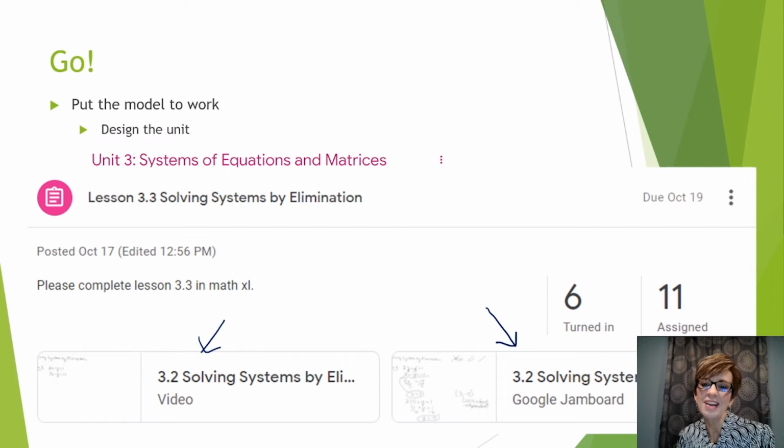You can't really pay attention to the numbers about turned in and assigned because I actually track that through my tracker and through Math Excel and not really on Google Classroom.